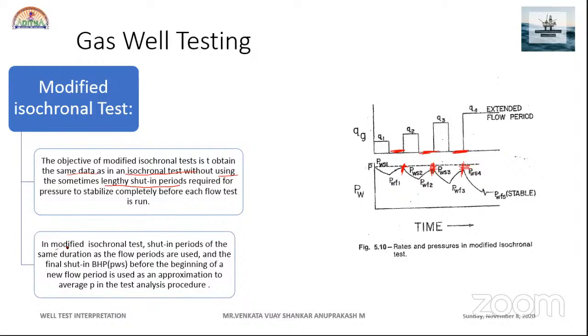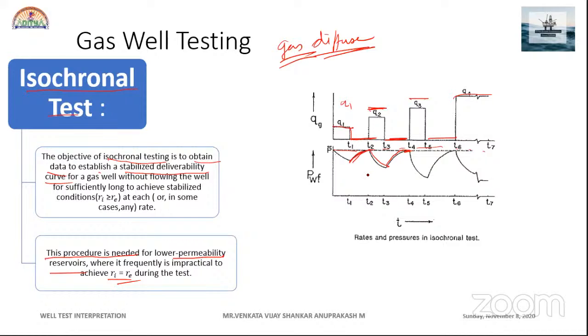So in the modified isochronal test, shut-in periods of the same duration are used, as I told, this delta T is equal to this delta T, and so on. The final shut-in before the beginning of the new flow period will be used as an approximation for your average pressure. Whatever you get at the final one will be considered as your average pressure, whereas in the previous one, both are the same.